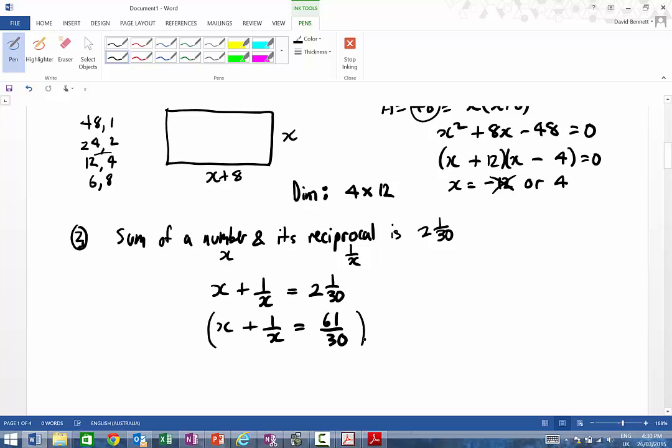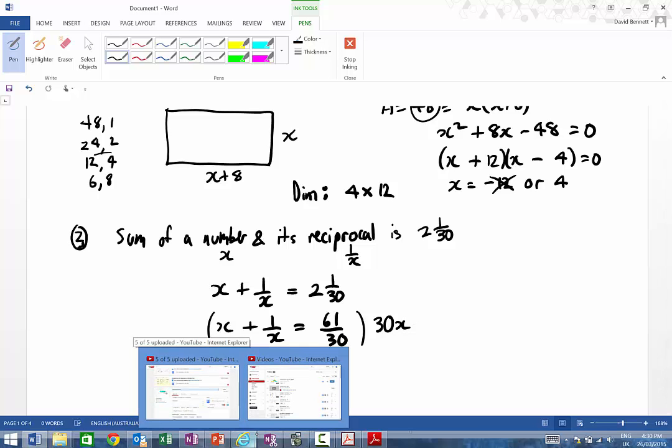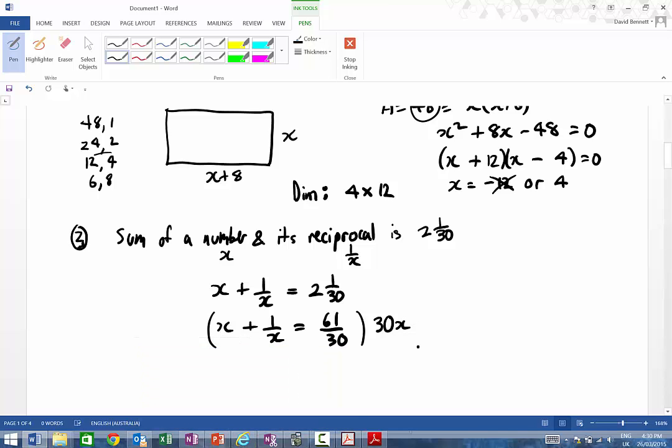A little trick that I've learned over the years is whatever's on the bottom line, I can times that by what's on the bottom line. So I've got an x and I've got a 30 on the bottom line. So if I times the whole equation by 30x, that will get rid of the fraction and allow me just to work with an equation. Alright, so that's a little trick that you can use, and it works the same every time. So as long as you do whatever you do to both sides, it's fine.